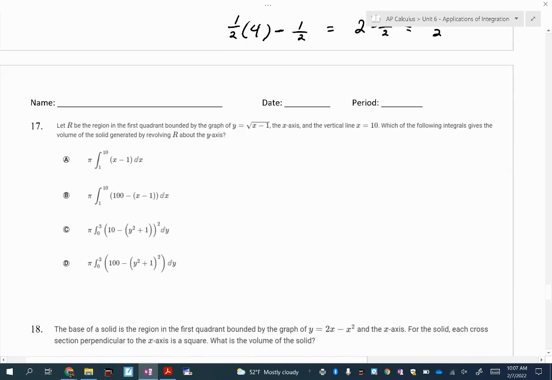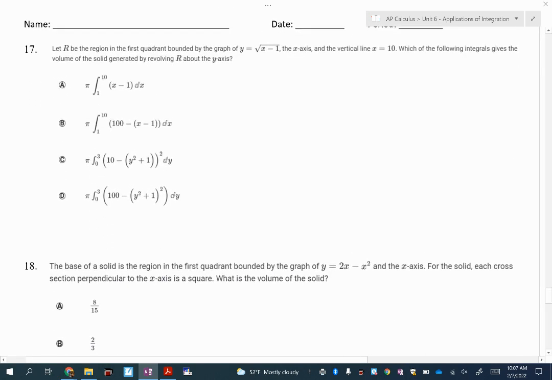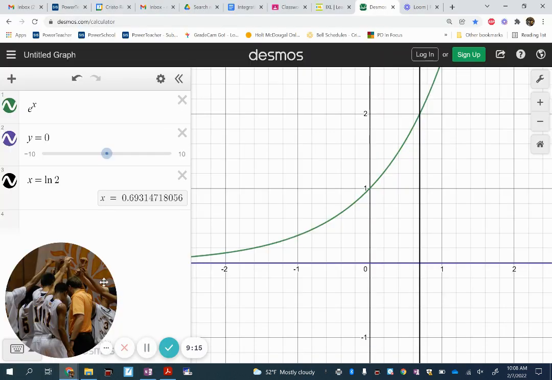Okay, 17. All right, so another one of these where we are revolving around the y-axis. So I'll sketch it. I don't really think you need to sketch this one, but just to continue with what we've been doing, I will sketch it. So we have the square root of x minus 1.